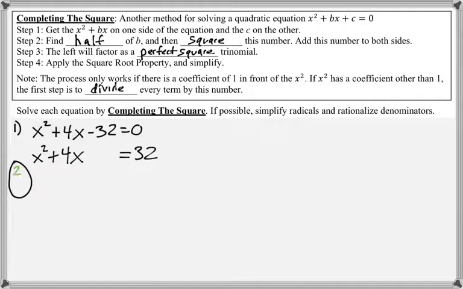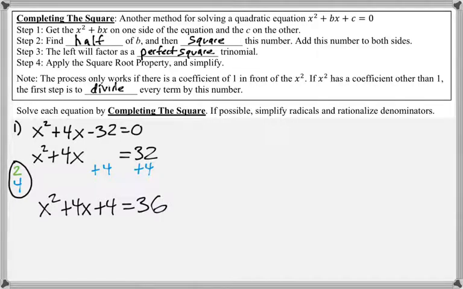So I'm going to write that down because I want to remember it. And then you want to square that. So you want to find half of it, and then you want to square that number. So 2 squared is 4. And it's the 4 that you want to add to both sides. But I do want to remember that 2 because it will come into play later. So now I have x squared plus 4x plus 4 is equal to 36.